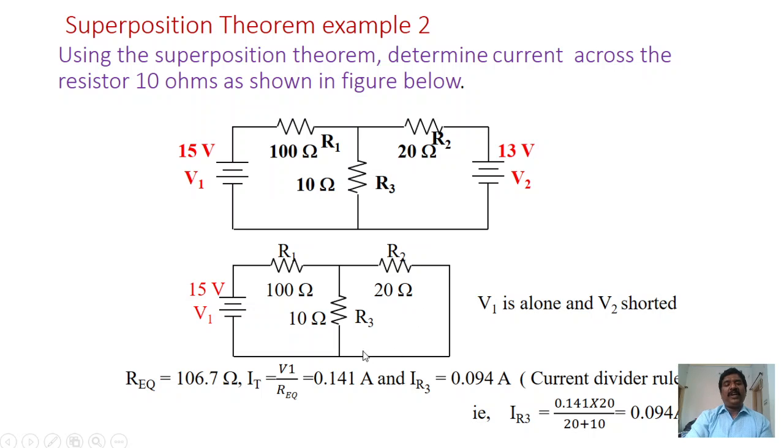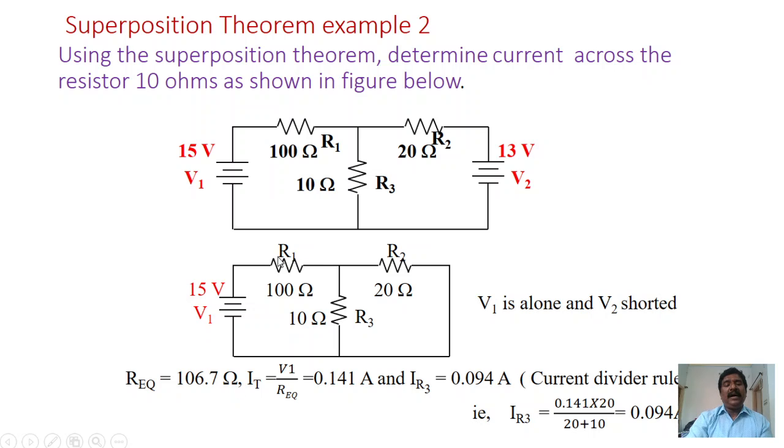V1 is equal to 15 volts. Now I want to find the effective value of the circuit, because I want to concentrate on the current. I want to calculate the current in the given network, which means first I want to calculate the total effective resistance of the circuit. The 20 ohms and 10 ohms are in parallel: 20 into 10 divided by 20 plus 10 gives 6.7 ohms. That 6.7 ohms is in series with the 100 ohms.